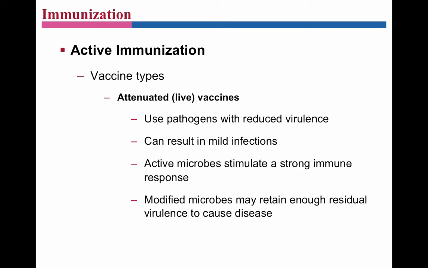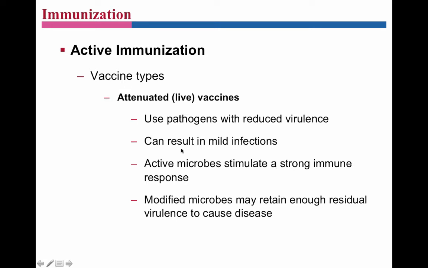These are great when we can do them, because if we can weaken a pathogen and create a live vaccine like this, it is generally going to provide the strongest immune response of the vaccine types. Live microbes will actually produce several antigens, and they will provide a very strong immune response.